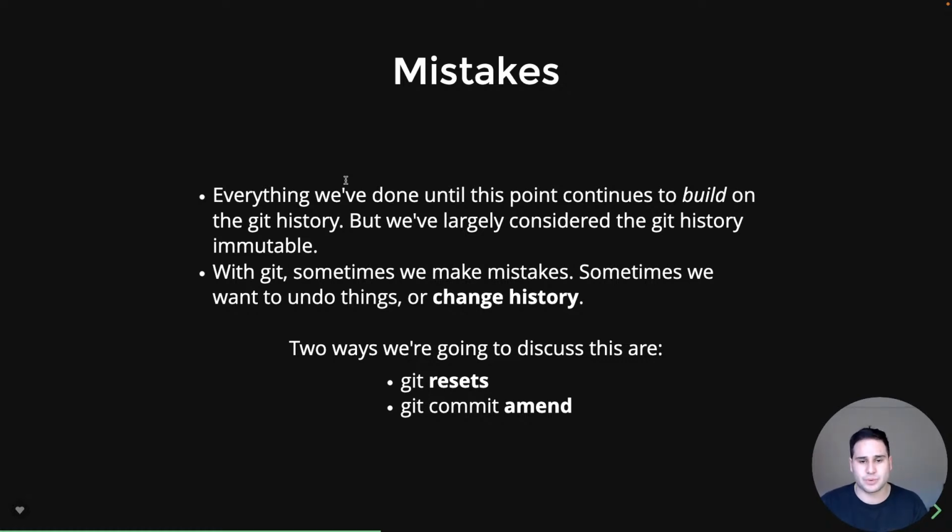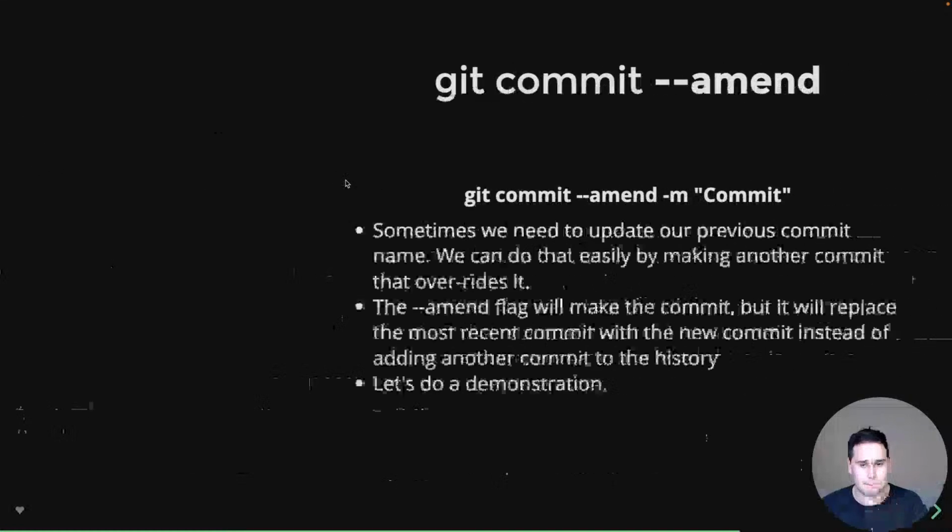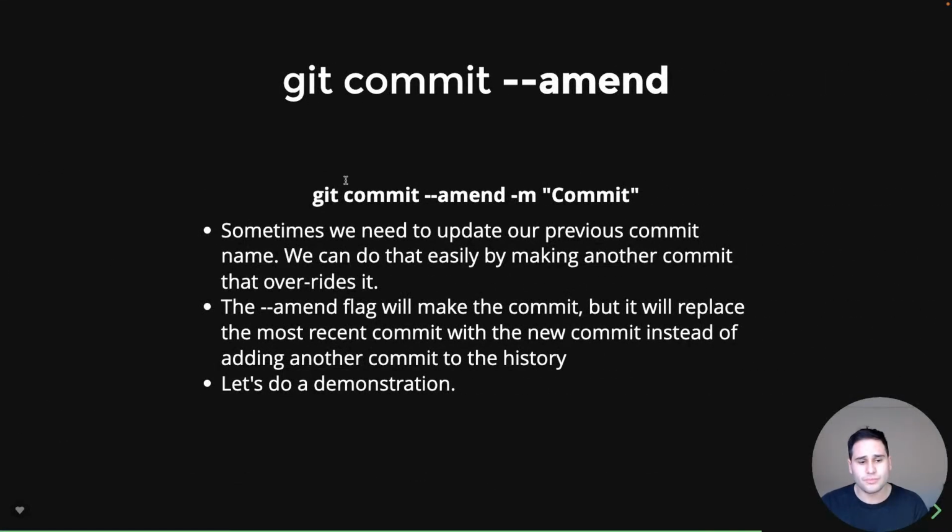And there's two major ways we're going to talk about doing this, with resets and with amending commits. I think I might actually start with amending commits. I think it's the most straightforward. So I'm going to flip the order a bit. So git commit --amend. It's a really simple concept, and we'll just jump into it with the demo, and I think you'll really get it.